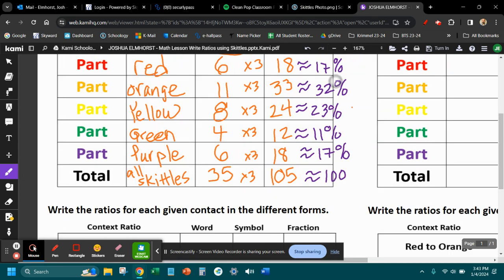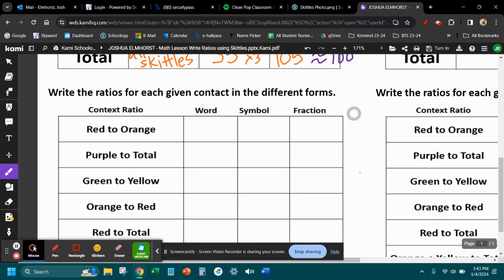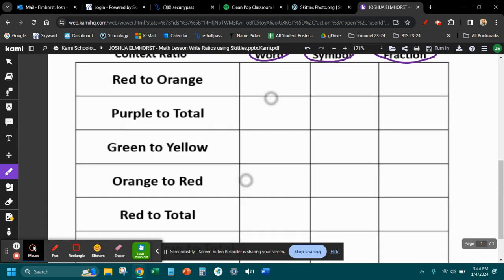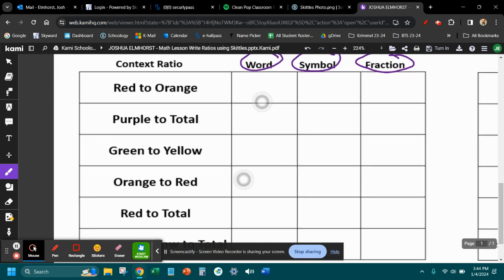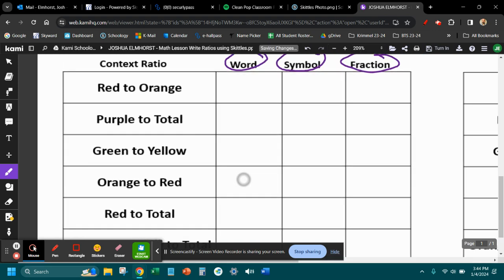All right. Now, yesterday we had a lesson where we started talking about how to write ratios. And there are three ways we can write ratios: words, symbols, and fractions. So let's start with the words. How many red to orange, or how many reds were there? Six. The word form uses the word TO, so it's 6 to 11. And then for symbol form, you just take the word out and you put in a colon. And fraction form, it's 6 over 11.